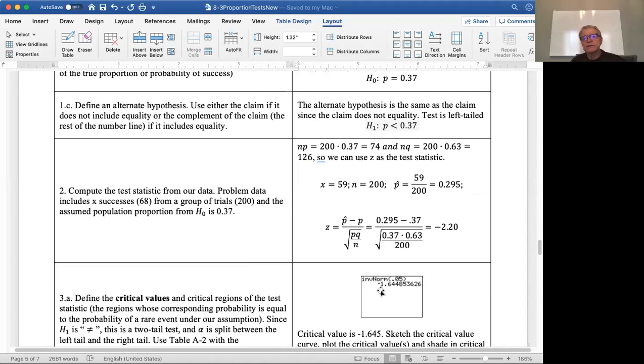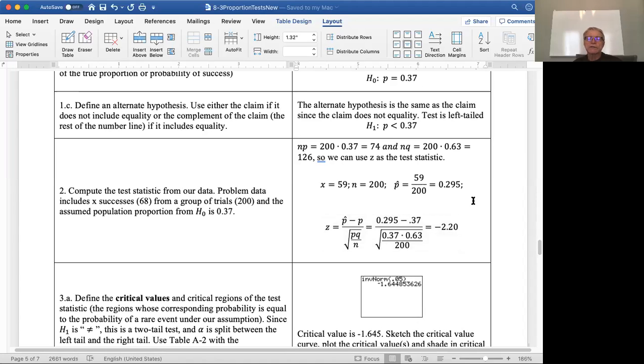Then we have the test statistic. We know since this is proportion, we're dealing with the z. We need to know what p hat is and n. Well, we have n, and 59 over 200, x over n is p hat, so we calculate that. Substitute the assumed value from the null hypothesis, which is 0.37 here. Q is going to be 1 minus that. And all of that in there, we calculate negative 2.20 as our test statistic.